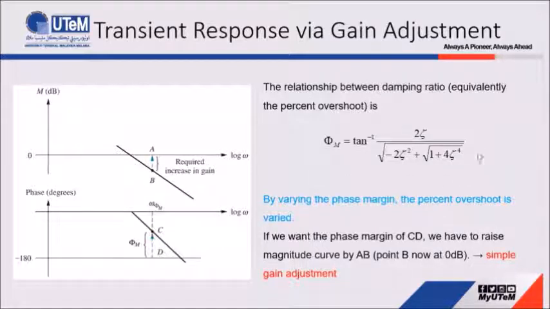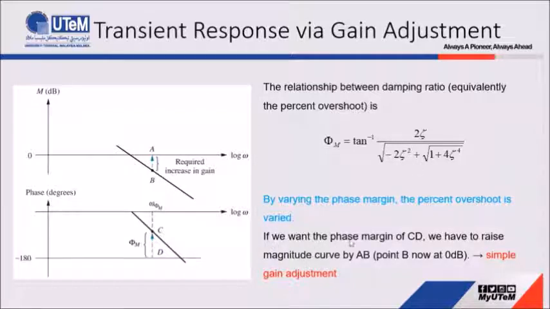Okay, from this equation, this confirms that the information that we get from the phase margin, we can relate with the damping ratio, because based on this equation, there is a value of zeta inside this equation. Okay, by varying the phase margin, the percentage of overshoot is changed.